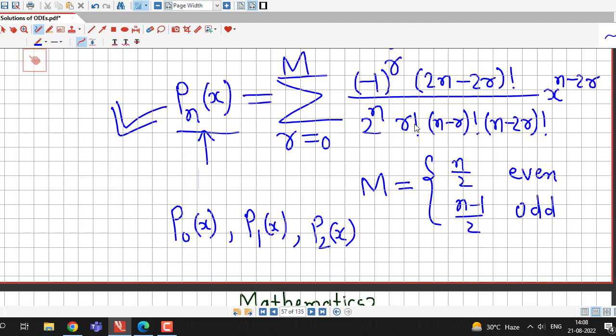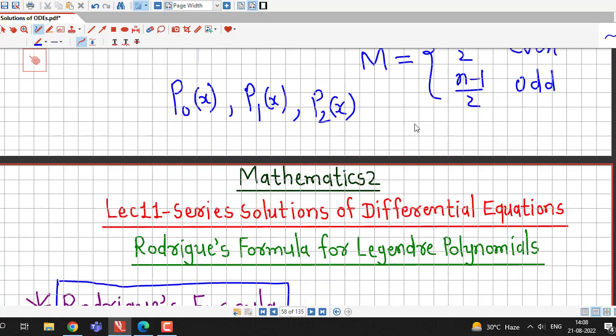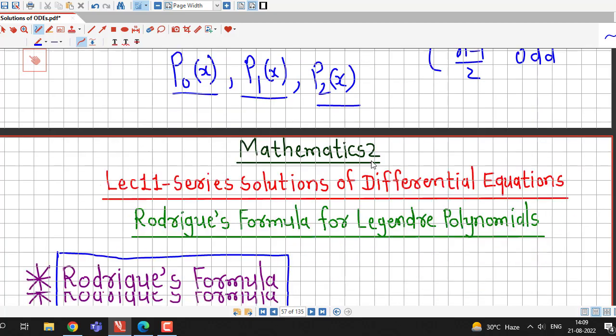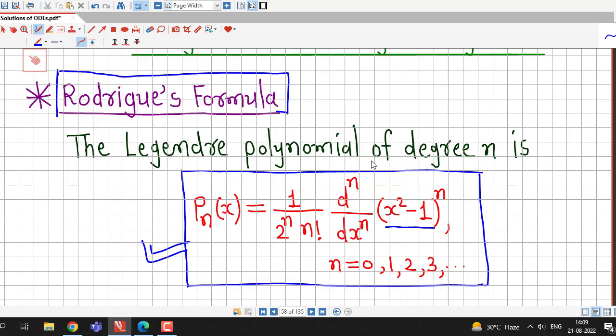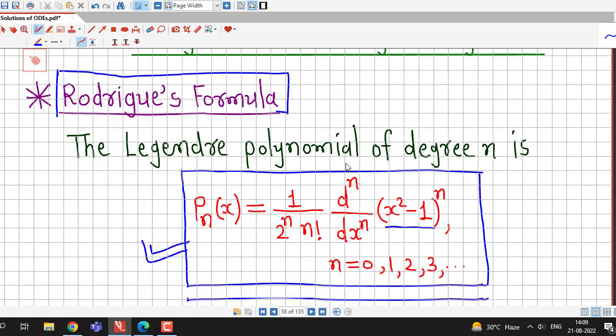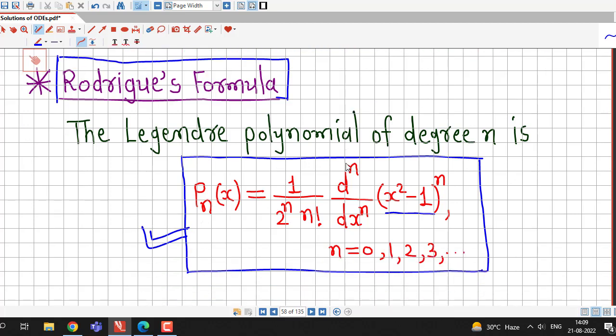So this formula is easy to remember as compared to the general formula for Legendre polynomial. That is your choice, using which formula you want to derive P0, P1, P2 or whatever polynomial is required. Sometimes they can ask you to write down Rodrigues formula and write down P0, P1 and P2 using Rodrigues formula. They can ask you this type of questions also.